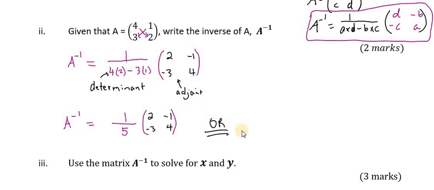So we can say A inverse is equal to, we're going to multiply 1 over 5 by 2, which is going to give us 2/5. 1 over 5 times -1, that's -1/5. 1/5 times -3 will give us -3/5. And 1/5 times 4 will give us 4/5. So this is the 2 by 2 inverse of matrix A, or we can actually have it as 1 over the determinant times the adjoint. So either way, these two are the same things.